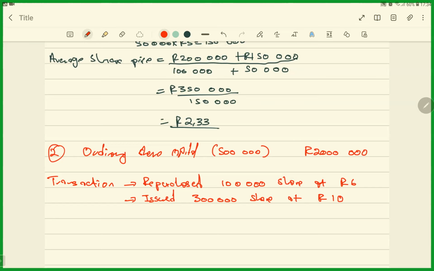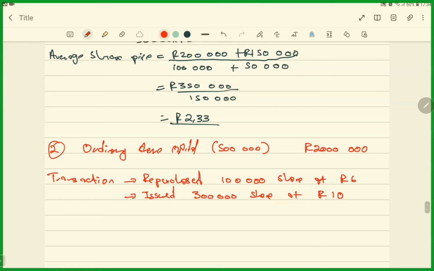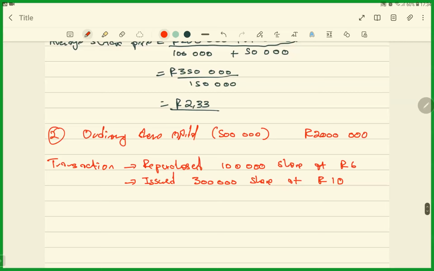Now if you look at scenario number two, we are told that there were 500,000 shares in issue at the beginning of the year that were valued at 2 million. And we are told there were shares that were repurchased. So they repurchased 1,000 shares at 6 per share. After that, they issued what? They issued 300,000 shares at 10 per share.